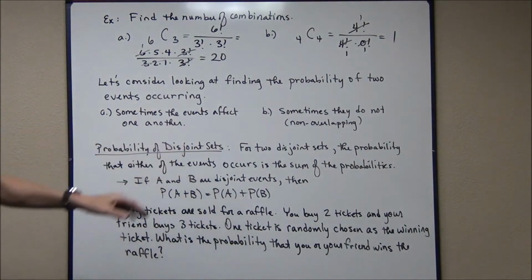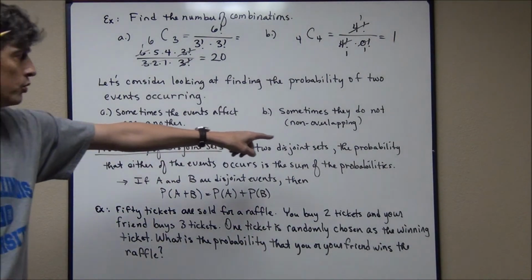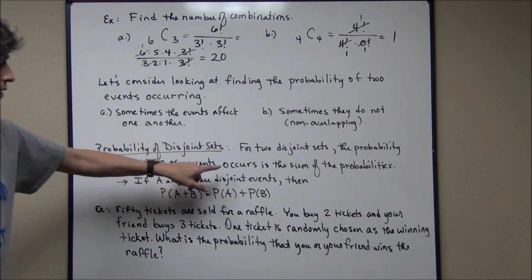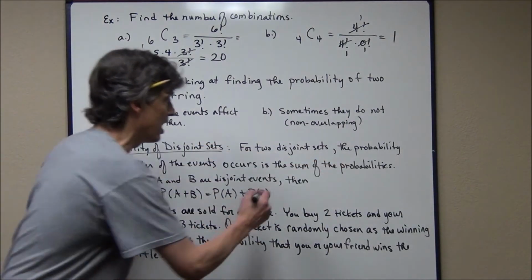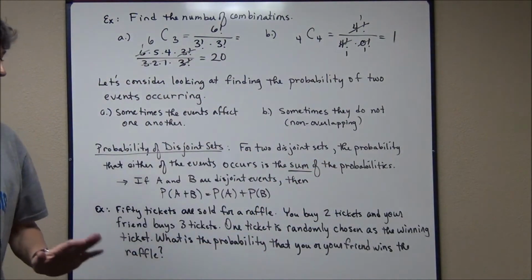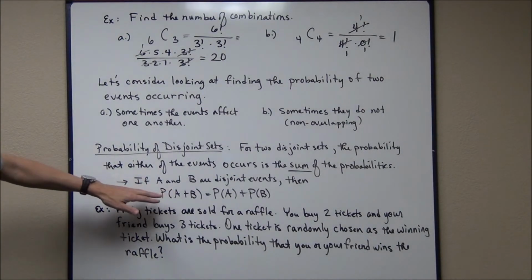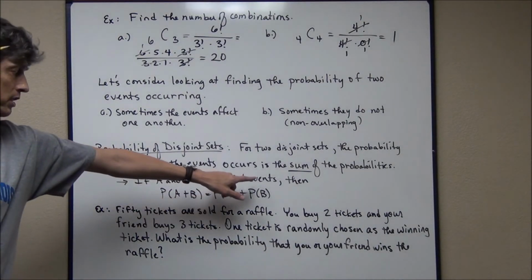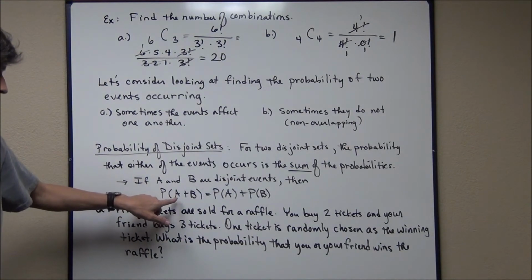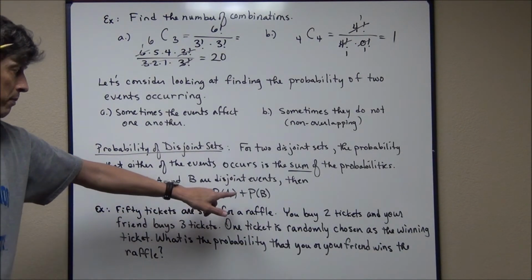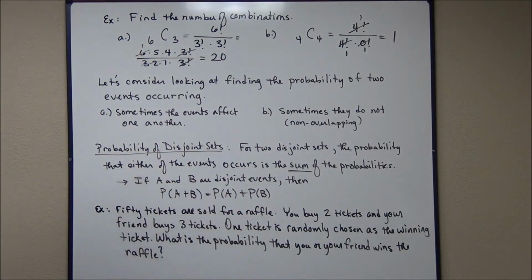For 2 disjoint events, the probability that either one of the events occurs is the sum of the probabilities. Most times if we have more than one probability, we're multiplying, but not in this situation. If A and B are disjoint events, then the probability of A or B, one of the 2, is the probability of A plus the probability of B.